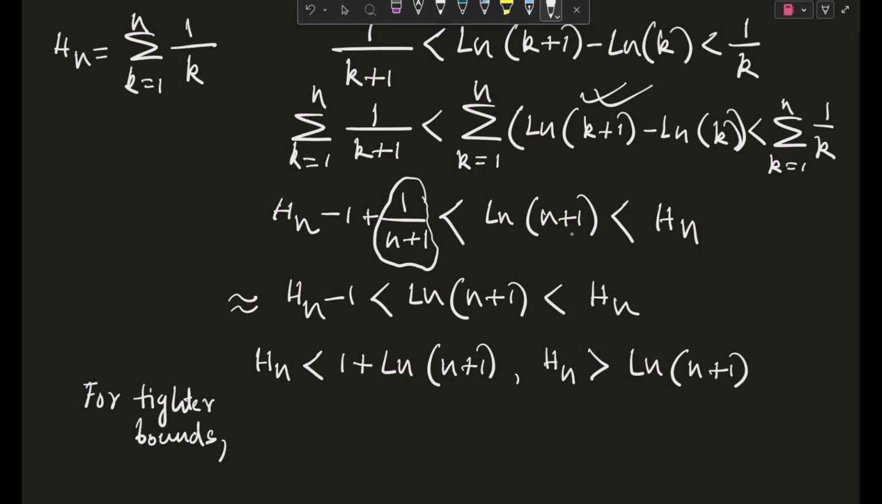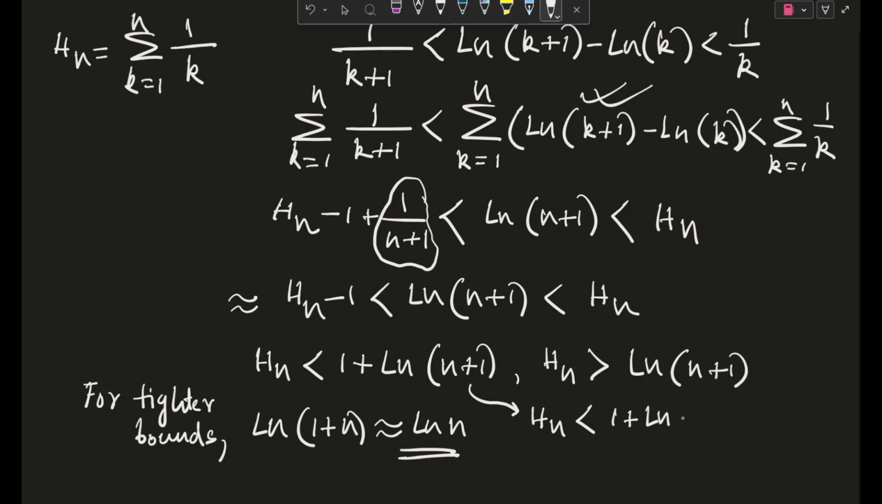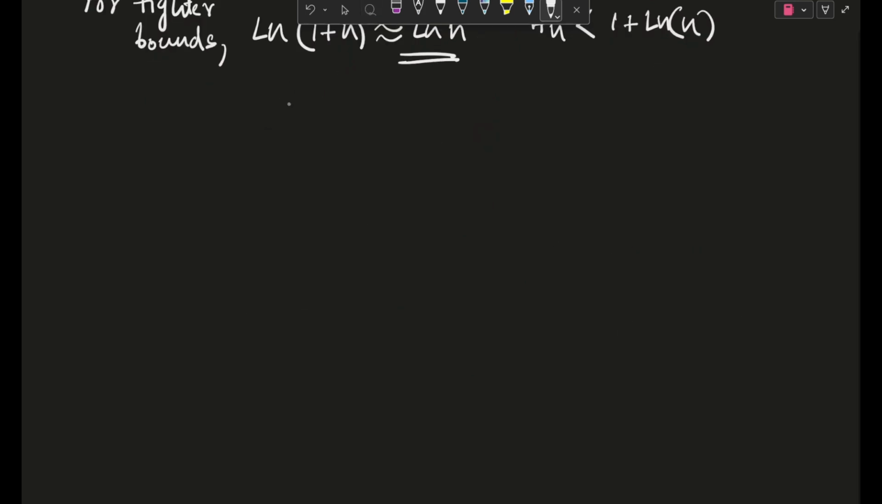For that particular thing, this approximation, you have used it often. ln of 1 plus n is approximated to ln n. You have used this very often. Okay. So I'm going to apply that here. So from that, this expression becomes Hn is less than 1 plus ln n. So I will rewrite the expression now. I am changing the page. So guys, this comes out to be ln of n plus 1 is less than Hn is less than 1 plus ln n.